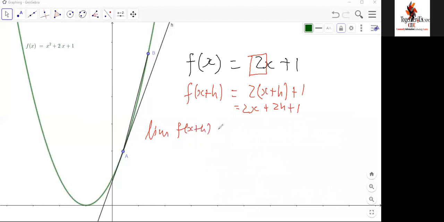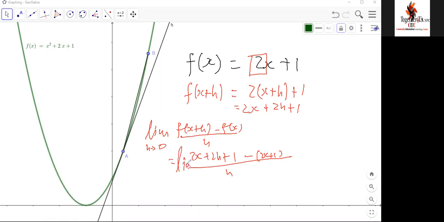Now, let us quickly see if this will work, okay? What is the limit of f of x plus h minus f of x over h as h tends to 0? We are expecting a 2 because that's the gradient. So let's see. This will be 2x plus 2h plus 1 minus 2x plus 1. You see, very, very important to put brackets. And of course, I forgot here to put the limit and say this. It's very important. So you can see already I've got 2x plus 2h plus 1 minus 2x minus 1 over h.